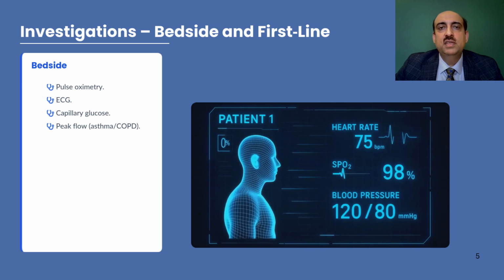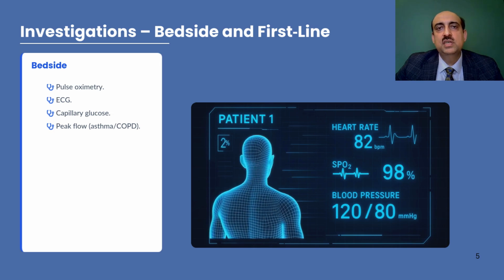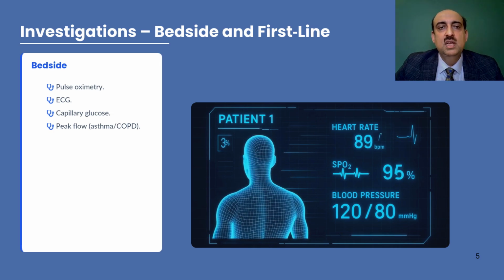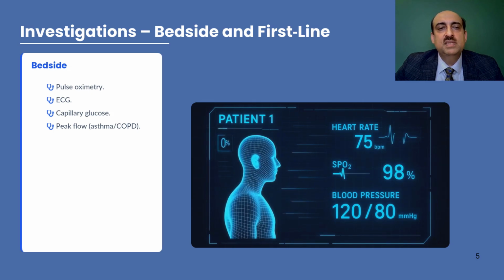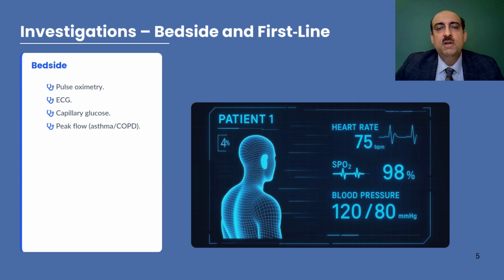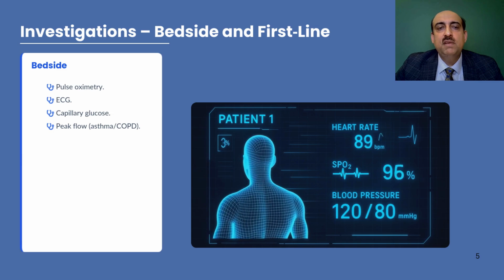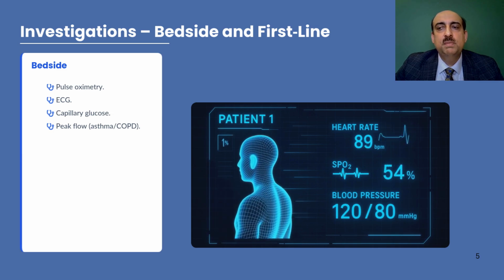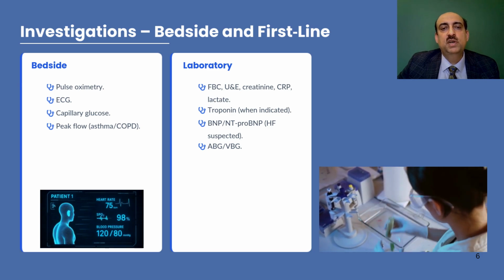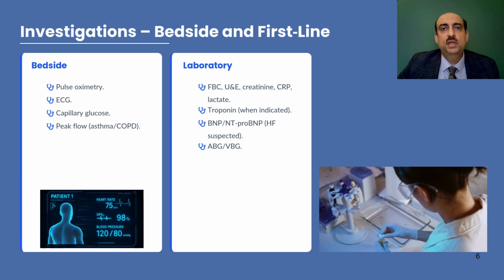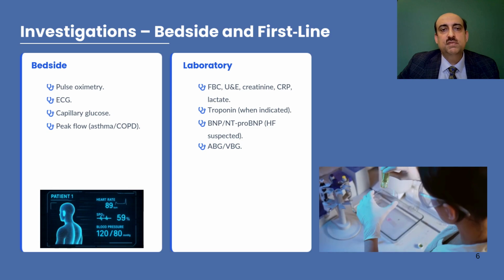So once you have taken the complete history and done the full thorough examination, and you've got a history and examination based differential diagnosis, let's come on to the investigation. The first and foremost at the bedside will be pulse oximetry, ECG, capillary glucose levels, and peak flow for asthma and COPD patients. In terms of the lab investigations, obviously full blood count, looking for anemia, hemoglobin, white blood cell count to assess any signs of infection.